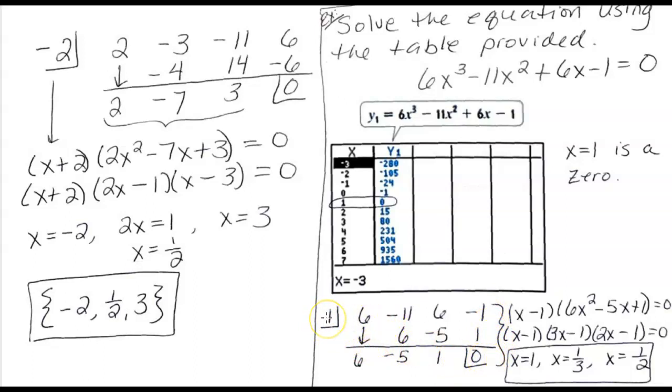So the 1 being a 0 means x minus 1 is a factor. 6x squared minus 5x plus 1 is the other polynomial. This factors then into 3x minus 1 and 2x minus 1, which means my zeros are 1. So setting this one to 0 would give me 1/3, and then if I set this to 0, I get 1/2.